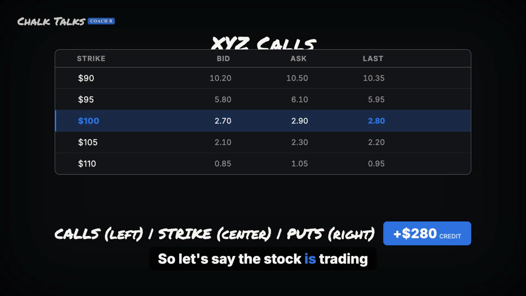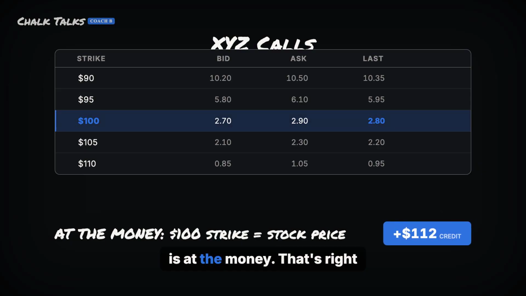So let's say the stock is trading at $100 a share. The strike at 100 is at the money. That's right where the stock is sitting. Anything below 100 on the call side is in the money. Anything above 100 on the call side is out of the money. For puts, it flips. Above 100 is in the money. Below 100 is out of the money. Right? That's it. In, at, out.